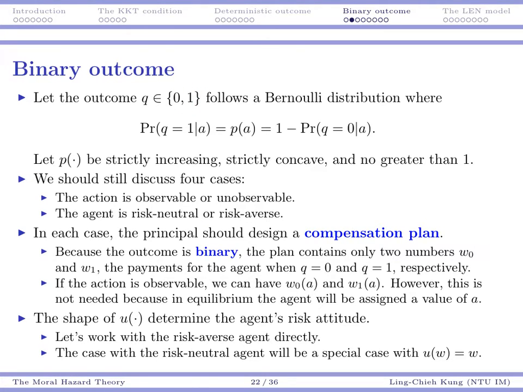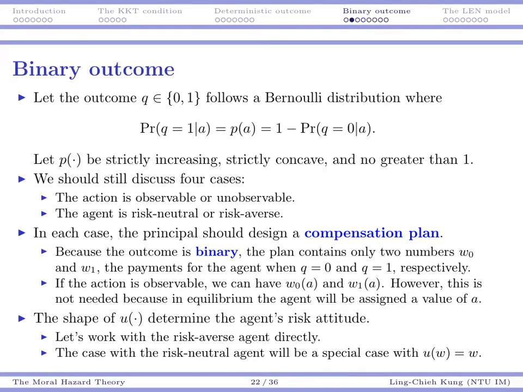Given the effort, which is A, I'm going to assume that the probability for a good outcome to be observed is P of A. This probability function is increasing, concave, and no greater than 1. So if the agent puts in more effort, it's more likely for the project to be successful. But effort has diminishing marginal benefit. When you already put in a lot of effort, more effort would not be so useful.